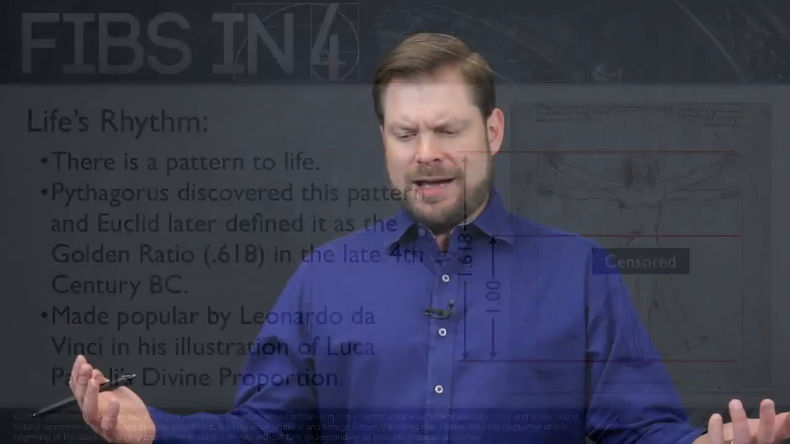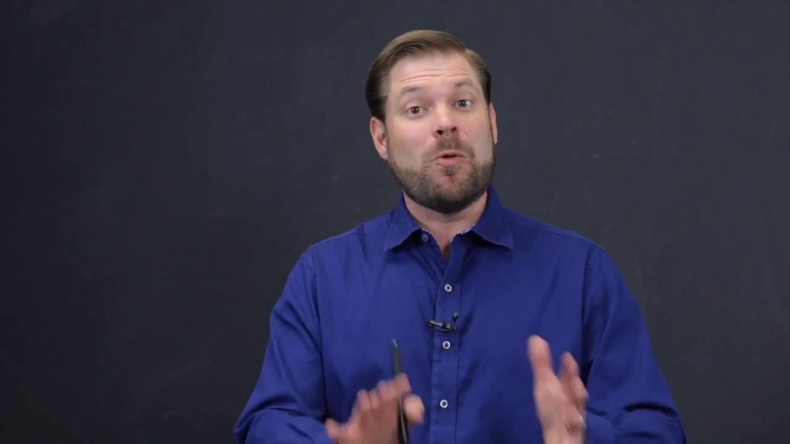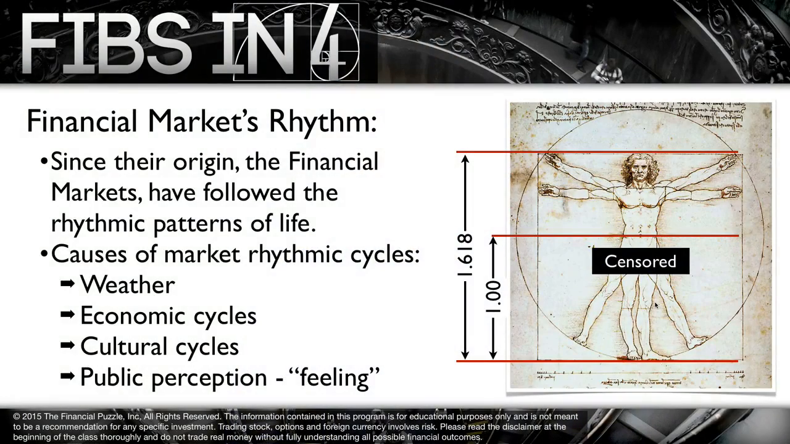It's interesting. Now, you could Google and spend hours studying this one photograph that is just loaded with Fibonacci ratios, but that's not going to help you put more cash in your pocket. So we're going to move on from that now, but I wanted you to see this as an example because it has to do with life's patterns and specifically why the stock market tends to follow these ratios. Since their origin, the financial markets have followed the similar and symmetrical rhythmic patterns of life.